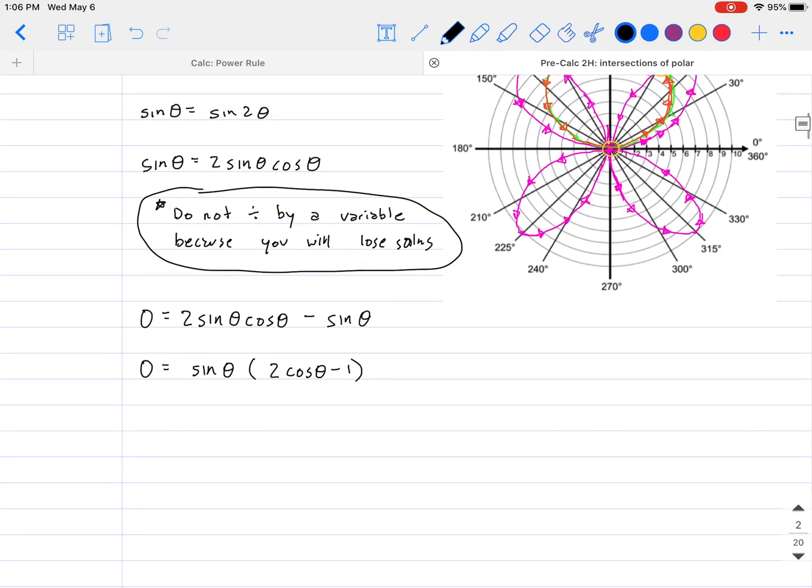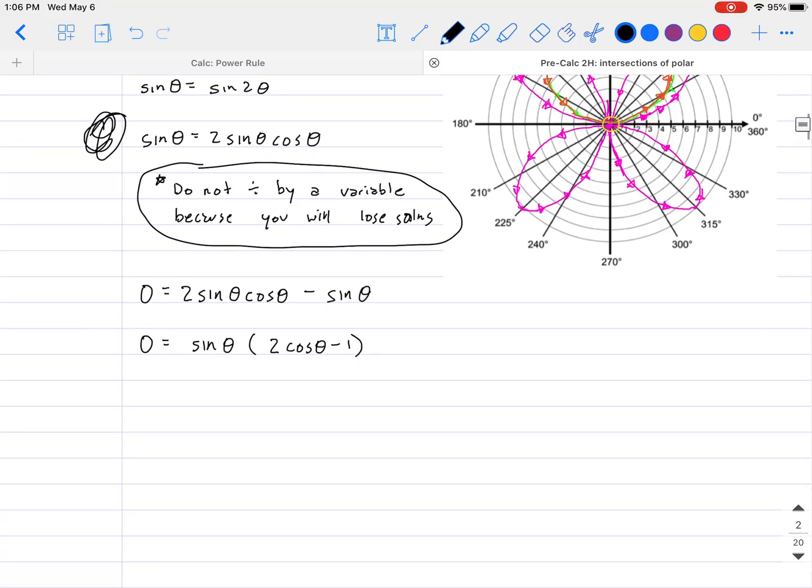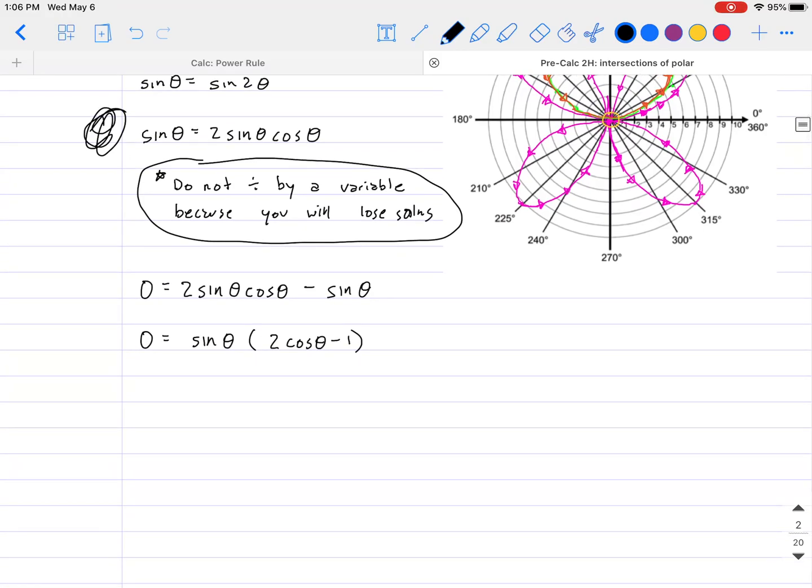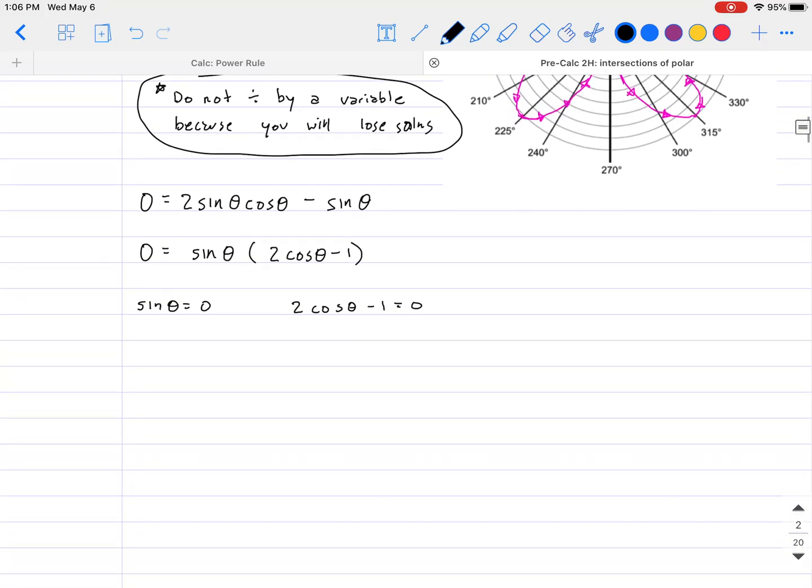And you can see now we can actually solve for both of these right here, right? And earlier, as I said, if you actually divide through by sine of theta from the very get-go right here, you are going to lose out that solution where sine of theta is equal to 0. And I don't want to do that then. Okay, so let's go ahead and isolate them by the zero factor property. Sine of theta is equal to 0. And 2 cosine of theta minus 1 is equal to 0.